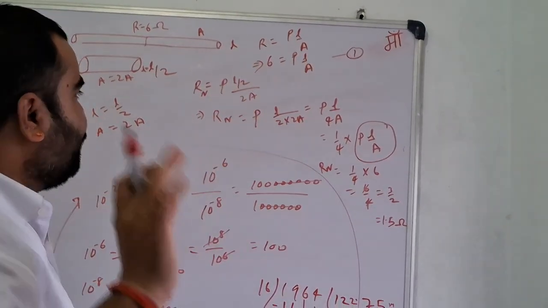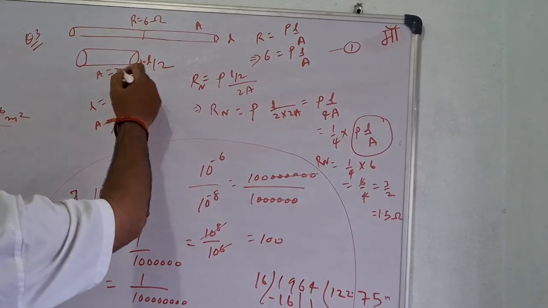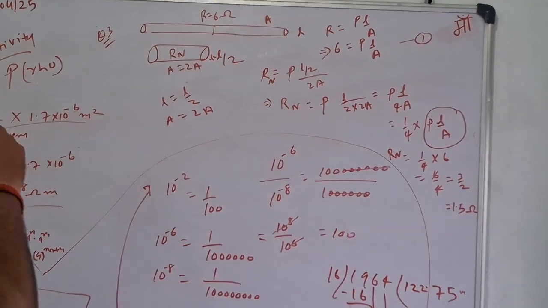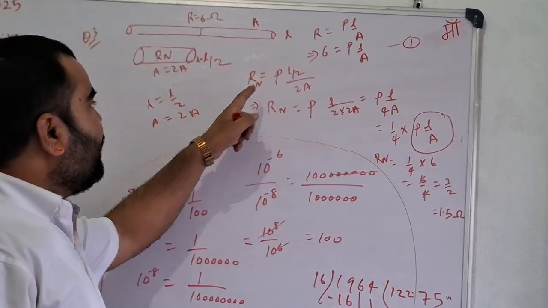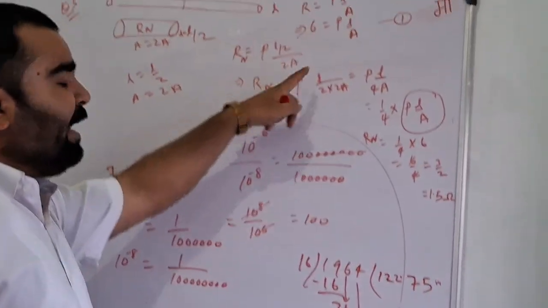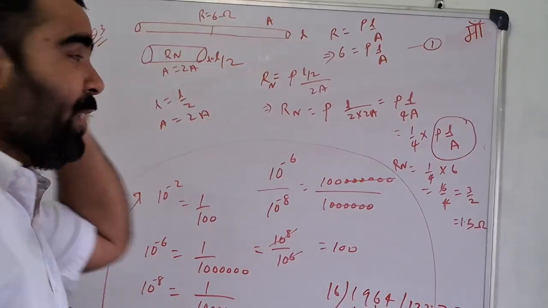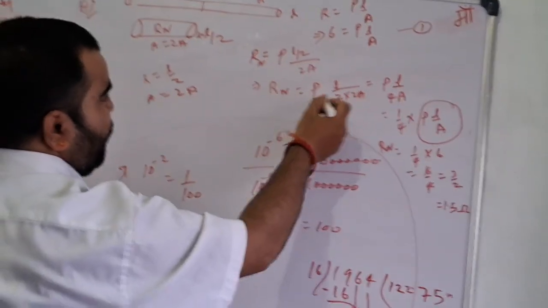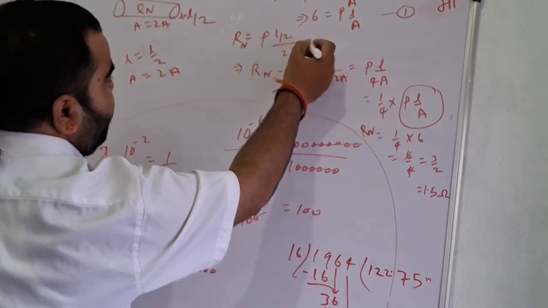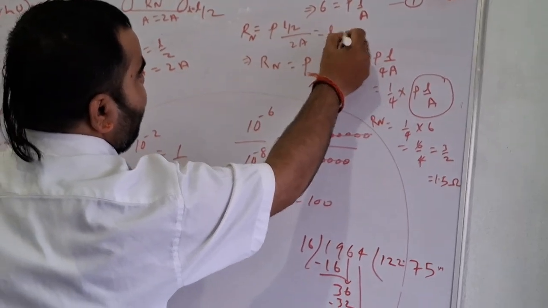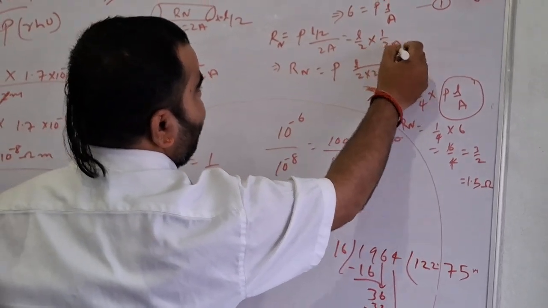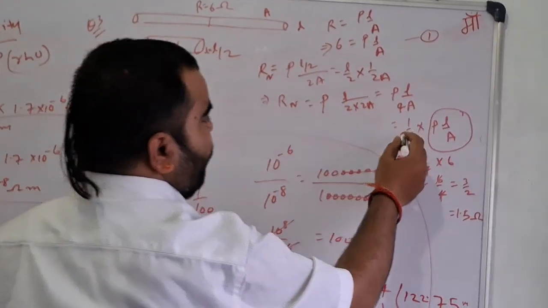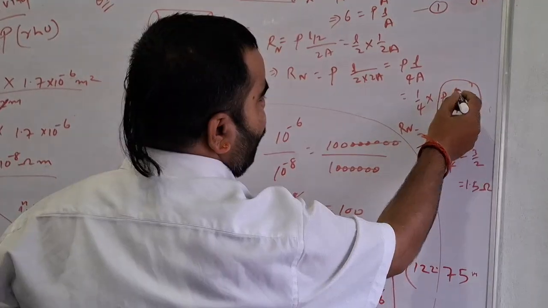Let it be equation 1. Now new resistance, let this conductor have the resistance Rn. Okay, new resistance. So now length is half and area is twice. Cross section area is twice. So we just put the data here, rho L by 2 and 2A. So Rn is equal to rho L by, so you see here L by 2 and divided by 1 by 2A. So it would be L by 4A. Now we can write like this, 1 by 4 into rho L by A.